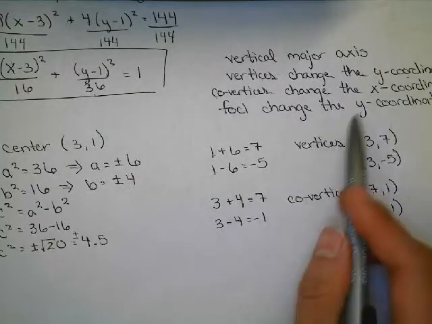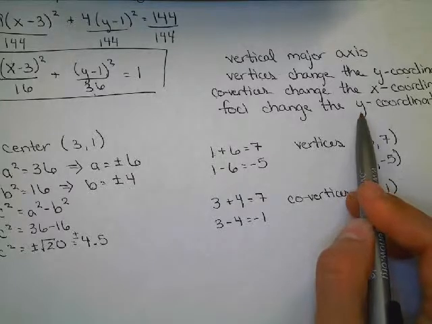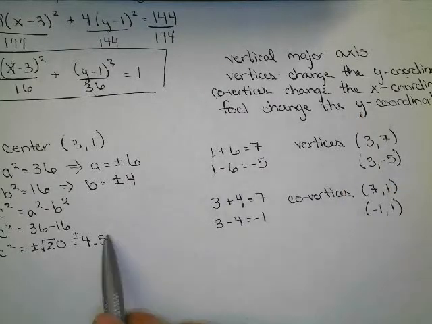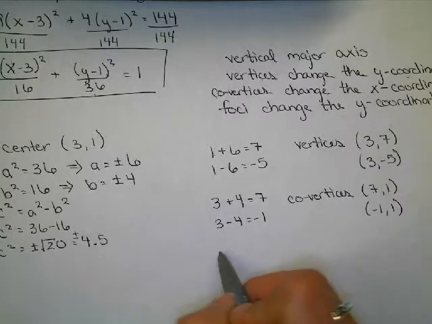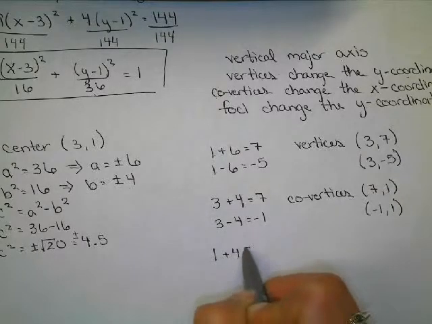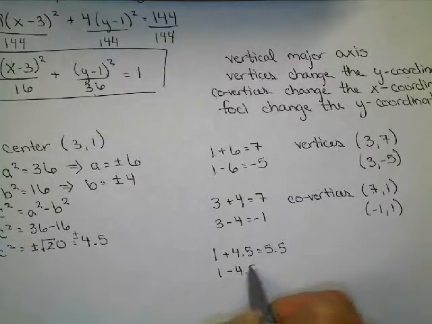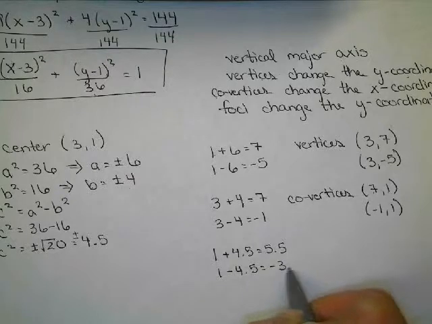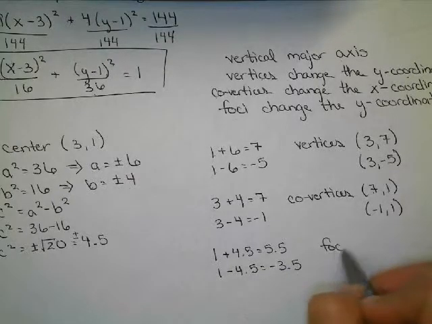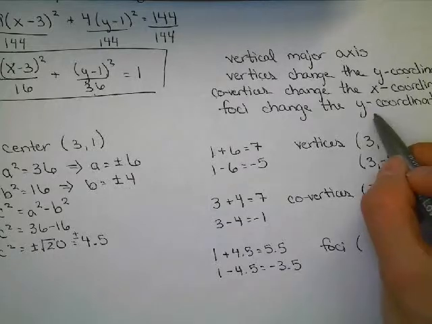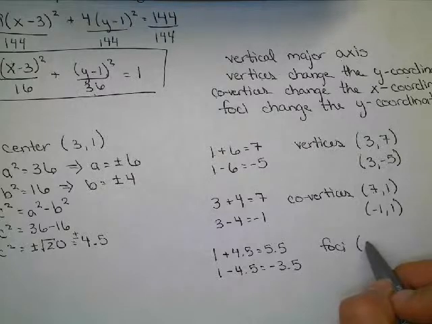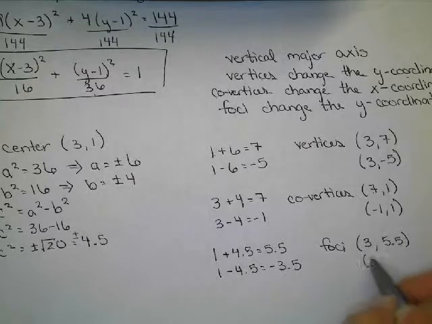Foci is going to change the y coordinate because, again, the foci lies on the major axis. So I'm going to take what I got for c and add that to the y's. So that's going to be 1 plus 4.5, which is 5.5, and 1 minus 4.5, which is negative 3.5. So then the foci change the y coordinate because the major axis is vertical. So my x stays the same at 3, comma 5.5, and 3, comma negative 3.5.